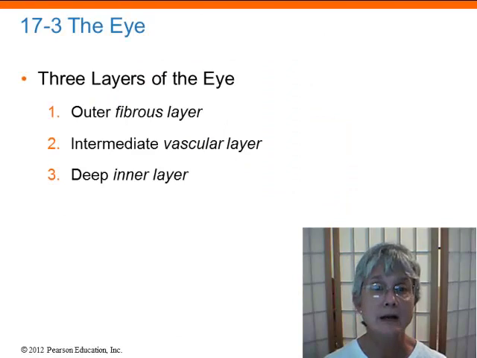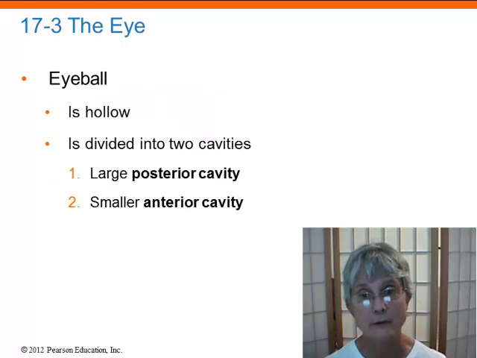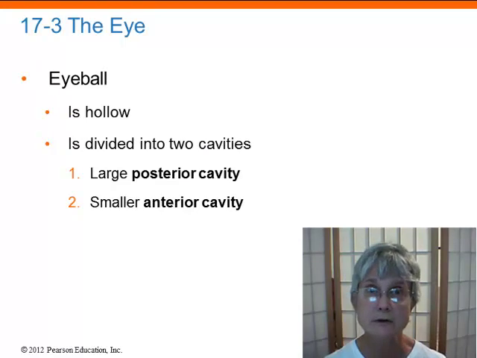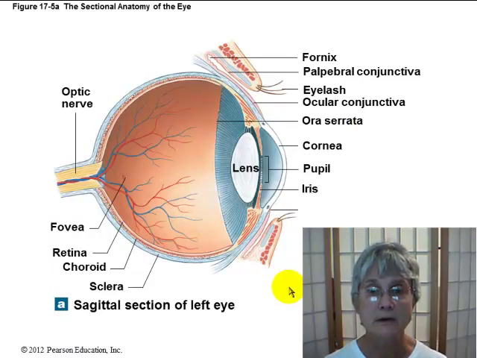Okay, moving to the eye itself, there are three layers to the eye. The outermost layer is called the fibrous layer. There's a middle vascular layer, and the inner layer is also known as the nervous layer. The eyeball itself is hollow. It's divided into a large posterior cavity and a smaller anterior cavity. As you can see in the picture, the dividing line is at the lens. So behind the lens, the very large posterior cavity, in front of the lens, the smaller anterior cavity.